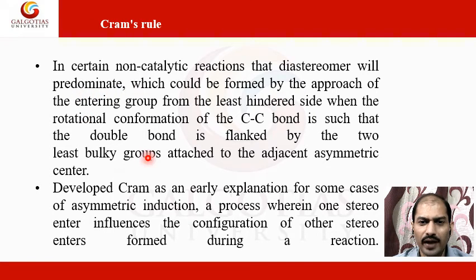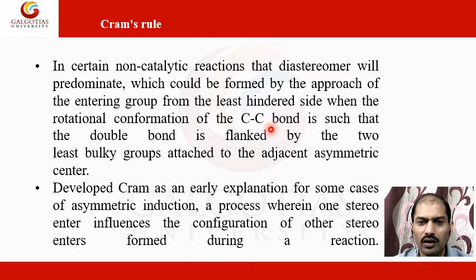Cram's rule is also very important. It tells us from where the reactant will react in the case of nucleophilic reactions, especially in ketones, in certain non-catalytic reactions where one diastereomer will be predominant. We have already discussed stereoisomers like diastereomers. The entering group comes from the least hindered side. If you put your structure in the form of a Newman projection, the attacking group or nucleophile will attack, with the ketone carbon placed as one front carbon and one rear carbon in the Newman projection.